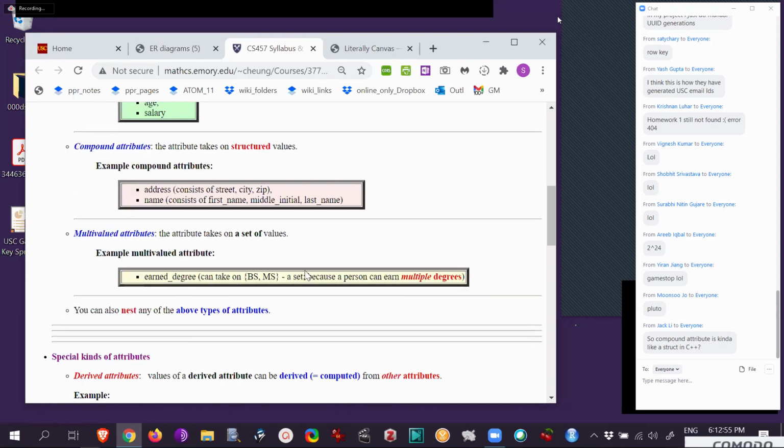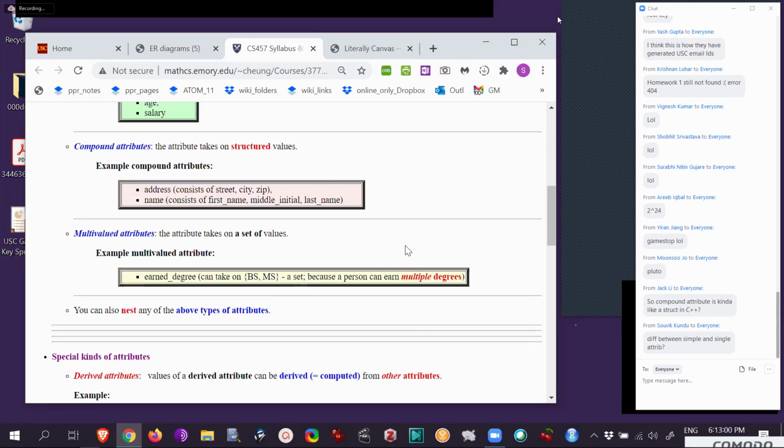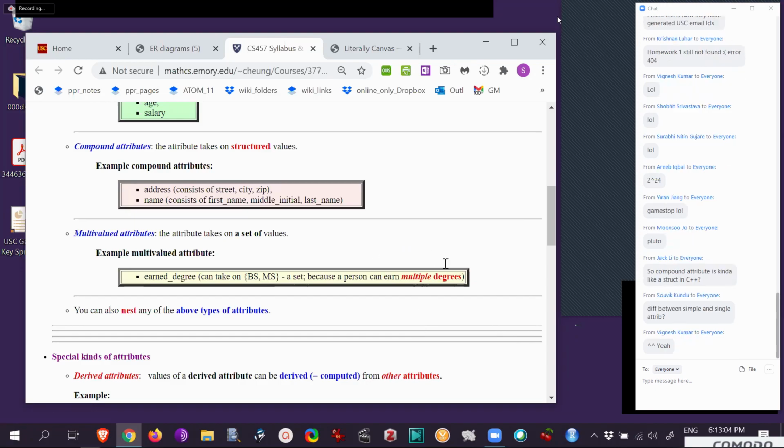Multi-valued is very different. This is a good reason to have multi-valued. What if somebody has more than one degree, so you have a degree column, and how are you going to put BS, MS, PhD? You cannot have that in a single cell. I need a separate table, okay? That is the answer. So the short answer is, if something doesn't work for you, make a new table. That's always the answer. Yeah, one more level of indirection.